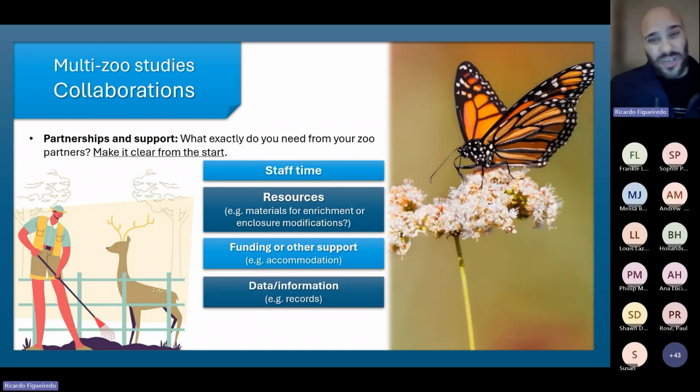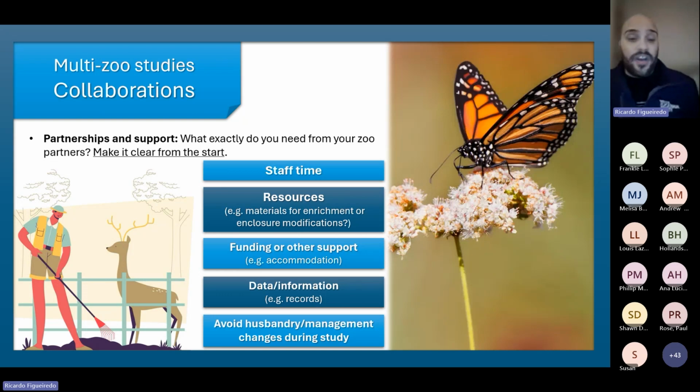Data or information, do you need records from them? Do you want them to complete questionnaires? If it's to complete questionnaires, it will require a fair amount of staff time. So all those things you have to consider, and you have to communicate to the zoo what you'll be needing.